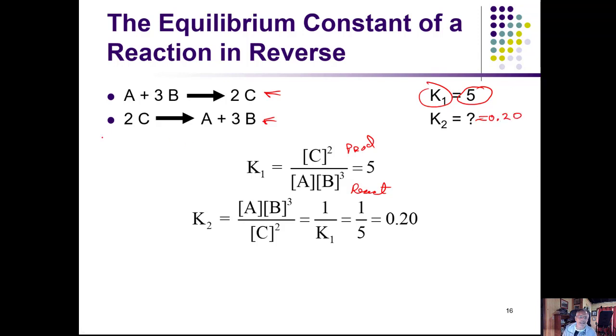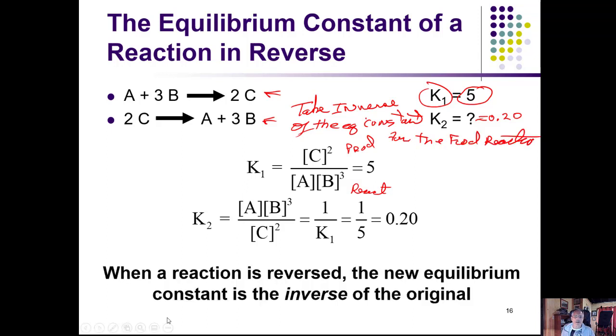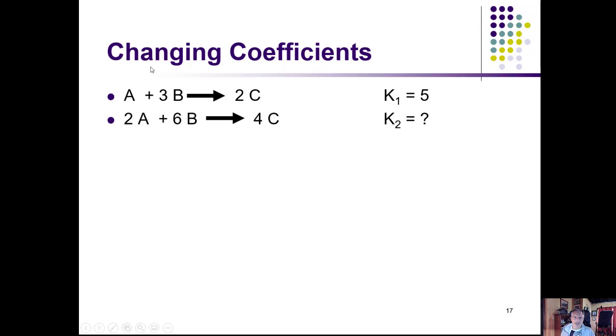Okay? So if you reverse a reaction, all you do is take the inverse of the original equilibrium constant, which I'm just going to abbreviate here because I'm running out of room. Take the inverse of the equilibrium constant for the forward reaction. When a reaction is reversed, the new equilibrium constant is simply the inverse of the original equilibrium constant. Let's change the coefficients.